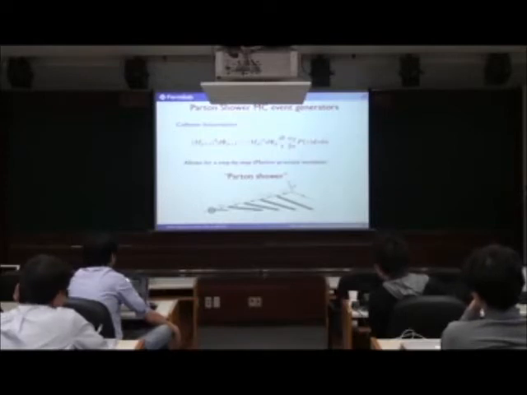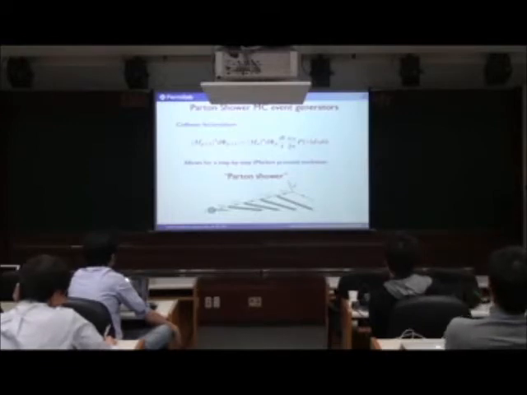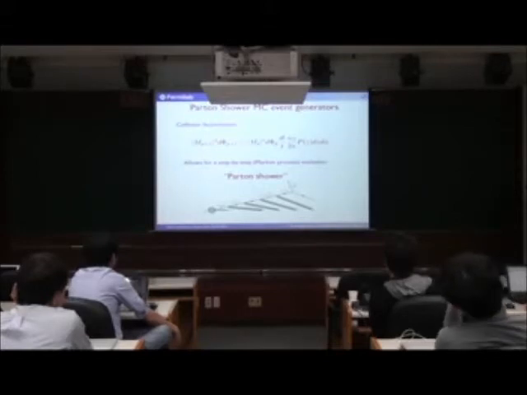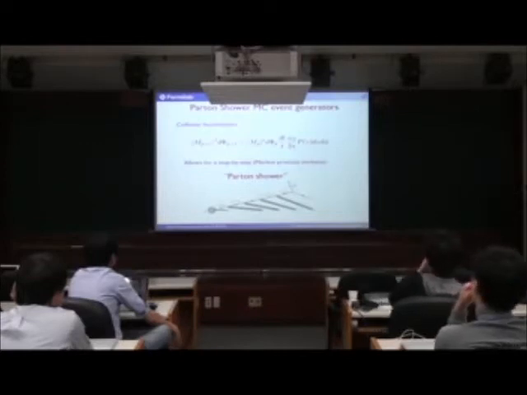I will talk much more about this later, but the fact that this factorizes means that we can do step-by-step evolution, the so-called Markov process. We can perform one emission separately, calculate the phase space for it, and then we can continue and do another emission, calculate the phase space for it, and so on, to have basically an infinite number of emissions. This is called a parton shower. There will be much more details about this in coming lectures.